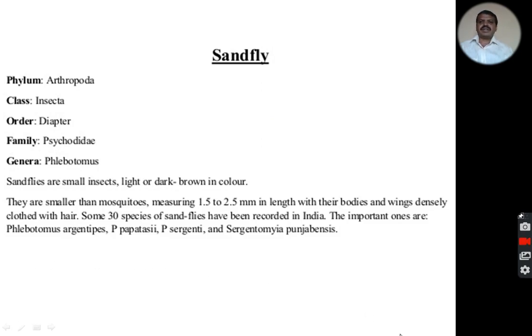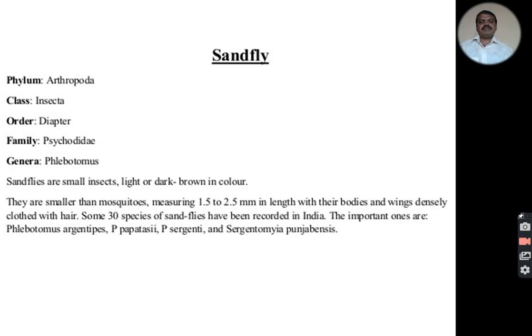Sandfly belongs to the phylum Arthropoda, class Insecta, order Diptera, family Psychodidae, genus Phlebotomus. Sandflies are small insects, light or dark brown in color. They are much smaller than mosquitoes, measuring about 1.5 to 2.5 millimeters in length, and their body and wings are densely clothed with hairs.